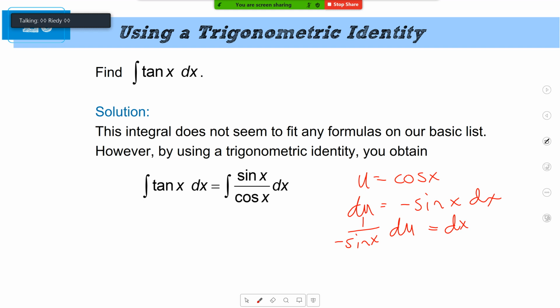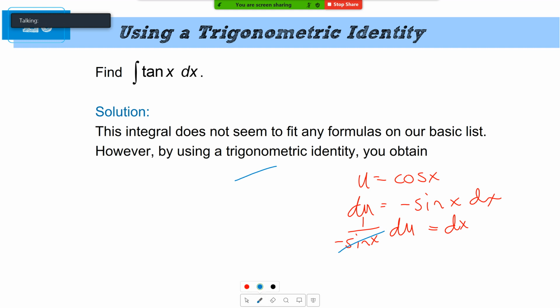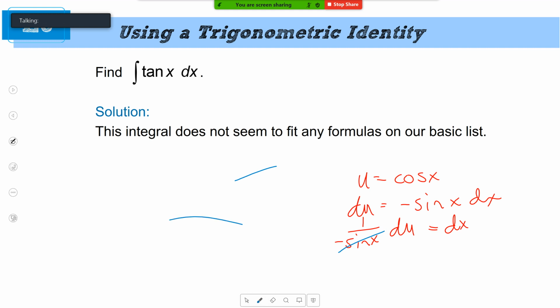Madison, did he choose wisely? Yes. He did. Very good. How do we know? Well, that's going to cancel with this. So this becomes the opposite. It becomes 1 over u.